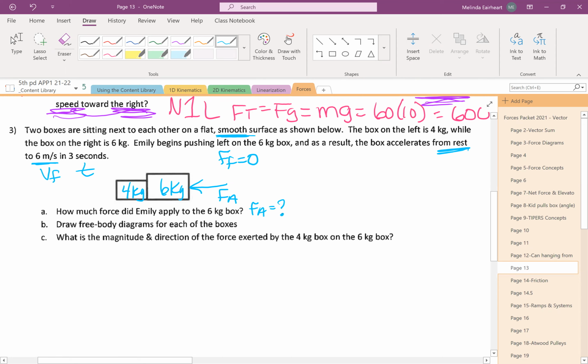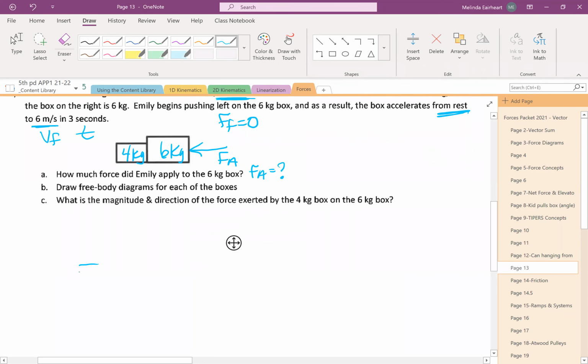And maybe even before that, I would say part A should be draw the free body diagrams for each of the boxes. And remember, like we did with the stack of books, you can also draw a force diagram for the system. Isn't Emily really accelerating the system? So honestly, there's 3 force diagrams. Let's try and draw that.